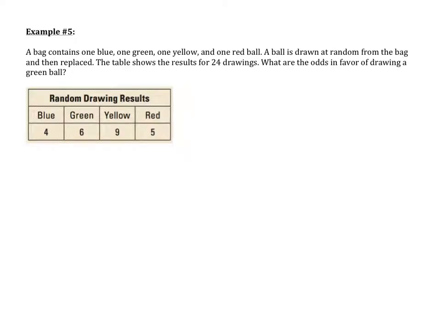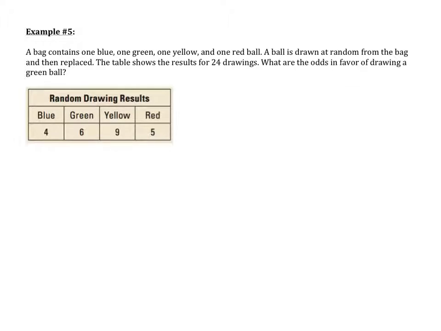So let's look at our last example, number 5. It's the same setup as our last example where we have a bag that contains 1 blue, 1 green, 1 yellow, and 1 red ball. A ball is drawn at random from the bag and then replaced. The table shows the results for 24 drawings. The question is, what are the odds in favor of drawing a green ball?